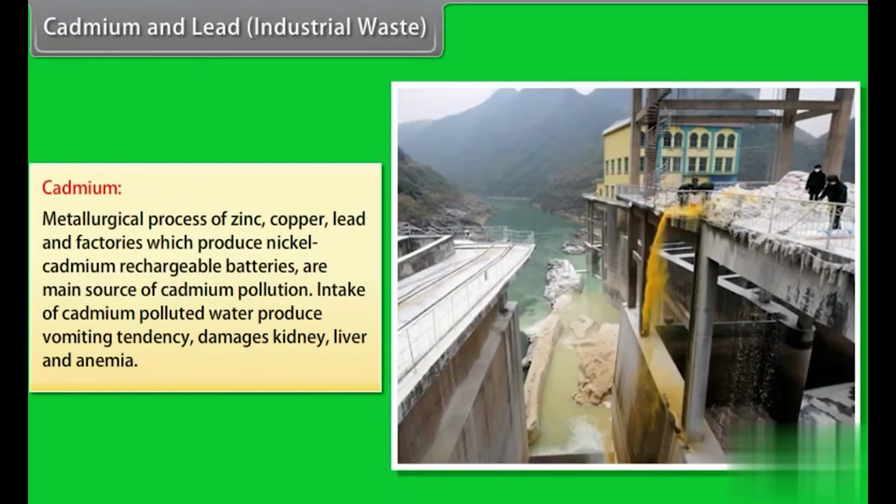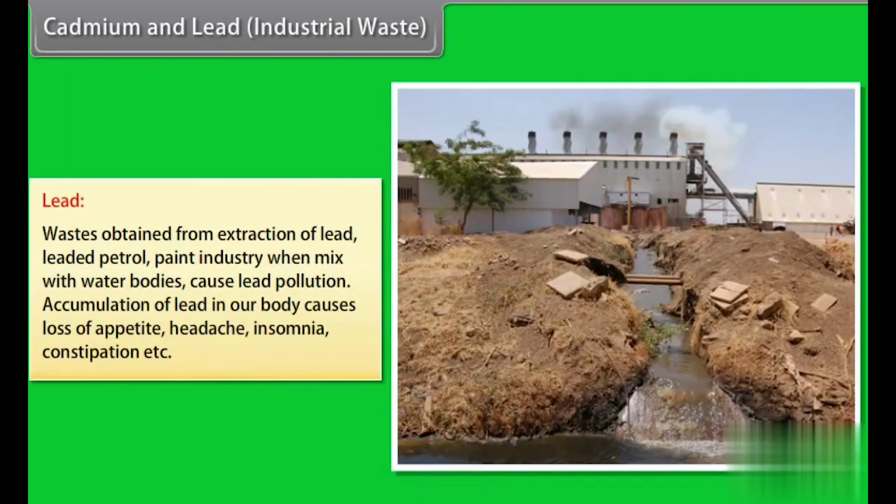Cadmium. Metallurgical process of zinc, copper, lead and factories which produce nickel-cadmium rechargeable batteries are main source of cadmium pollution. Intake of cadmium polluted water produces vomiting tendency, damages kidney, liver and causes anemia. Lead. Wastes obtained from extraction of lead, leaded petrol, paint industry when mixed with water bodies cause lead pollution. Accumulation of lead in our body causes loss of appetite, headache, insomnia, constipation, etc.